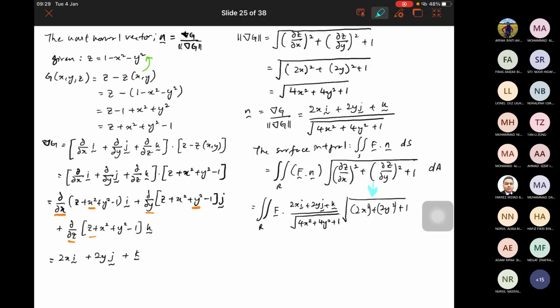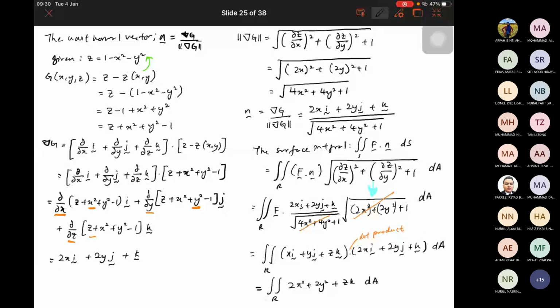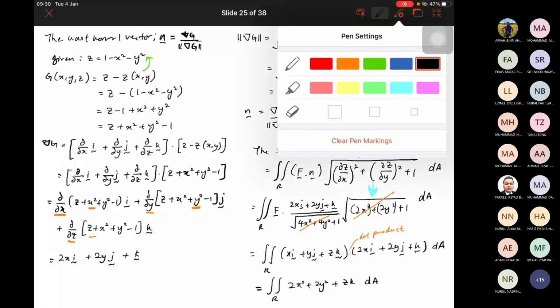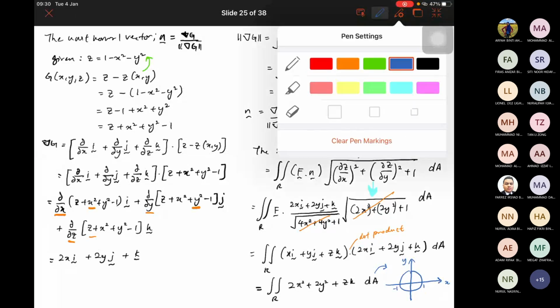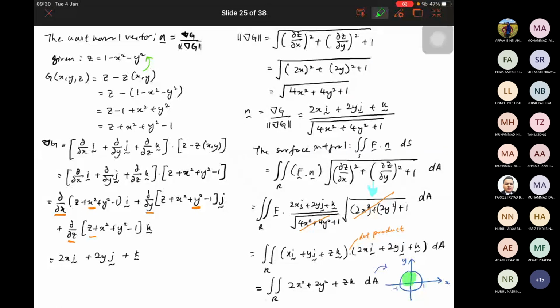So how are we going to find DA based on the region that we have calculated earlier? This is your X and this is your Y. You have -1 and 1 over here. So the bounded region R. It will be easy using polar coordinates of R and theta.